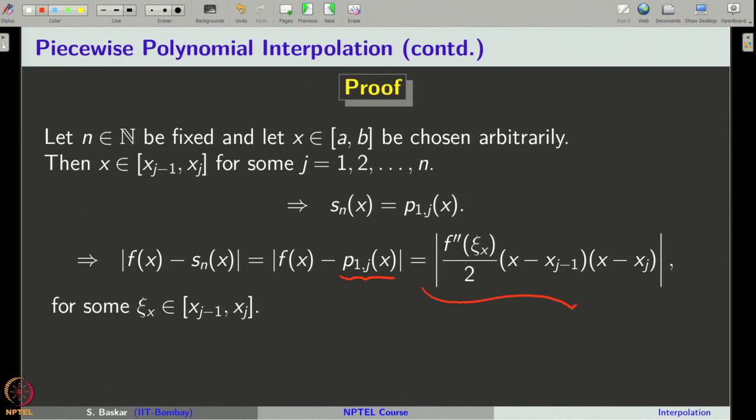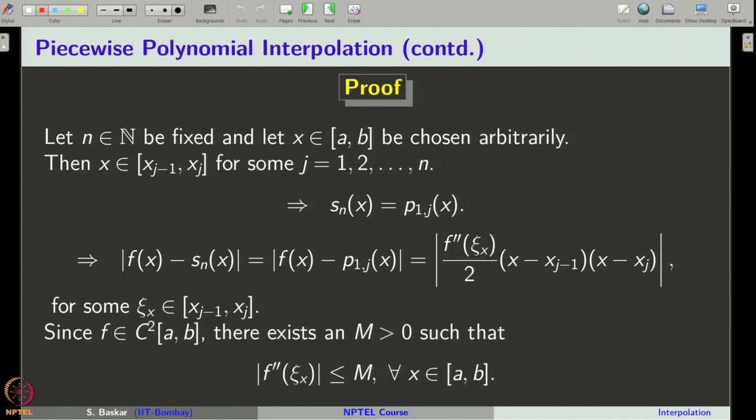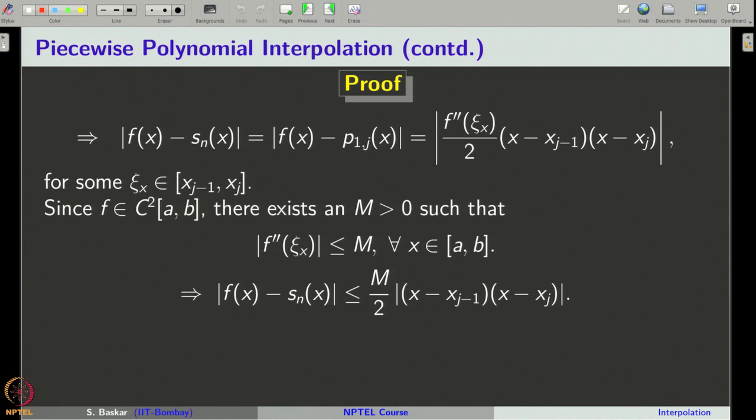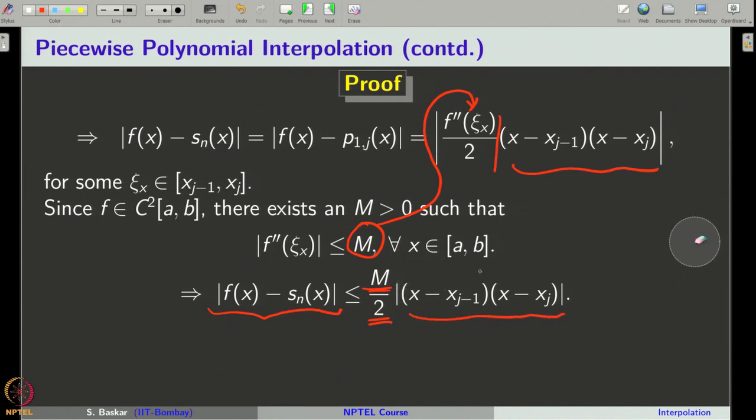If you recall, the expression is given like this, where xi is an unknown real number lying between xj minus 1 and xj. Let us try to find an upper bound, that is an estimate for this. Since we have assumed that f is a C2 function, you can bound it by some positive number m, and therefore you can freeze this xi by replacing f double dash of xi by m, right? So you can write modulus of f of x minus Sn of x is less than or equal to, I am just replacing this here, and therefore it is m by 2, and then I am having this term as it is here. Now, we will not consider this as an estimate because it involves the variable x here.